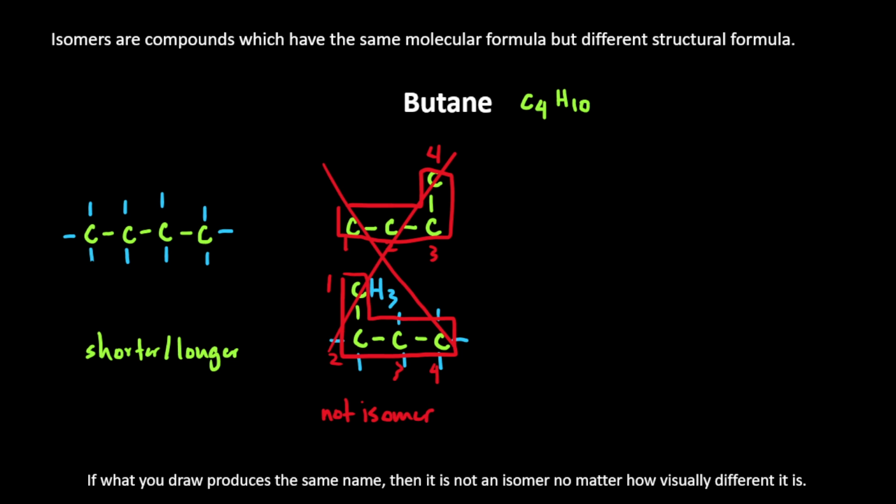So this time I'm really going to draw a shorter chain. 1, 2, 3. Where can I put my remaining carbon here? I can only put it here. Okay? So let's see what this name produces. 1, 2, 3. Sorry. 4, 5, 6, 7, 8, 9, 10. Okay? 10 hydrogen, 4 carbon atoms. So what is my name here?